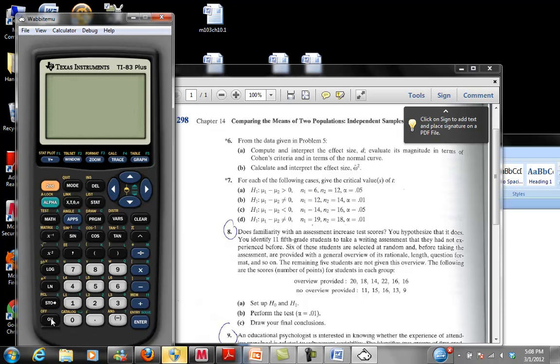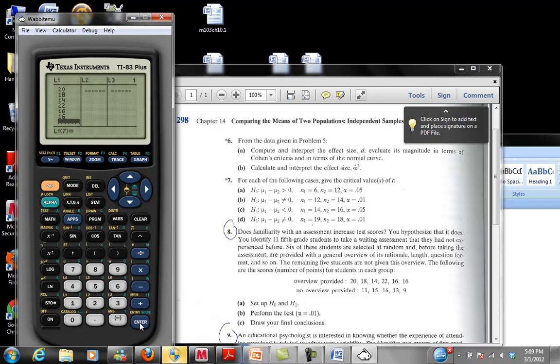So I'm going to turn my calculator on, come here to statistics, and again, if you're having trouble using whatever technology you've chosen to use, just let me know and I can hopefully help you out. So right now I'm going to put the numbers for the overview group into one list. So 20, 18, 14, 22, 16, and 16.